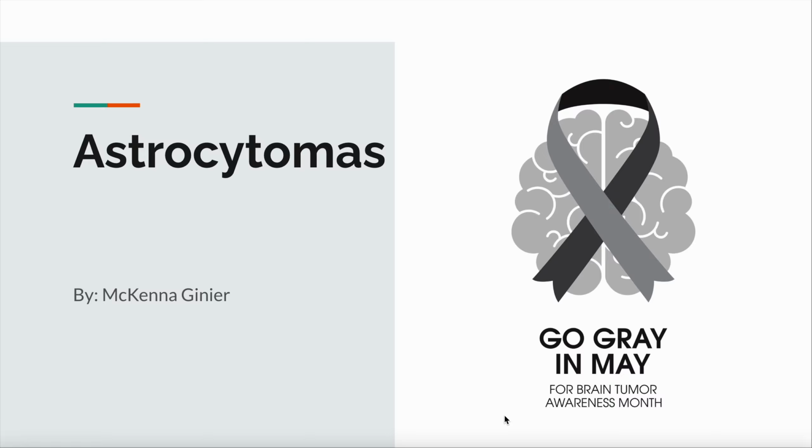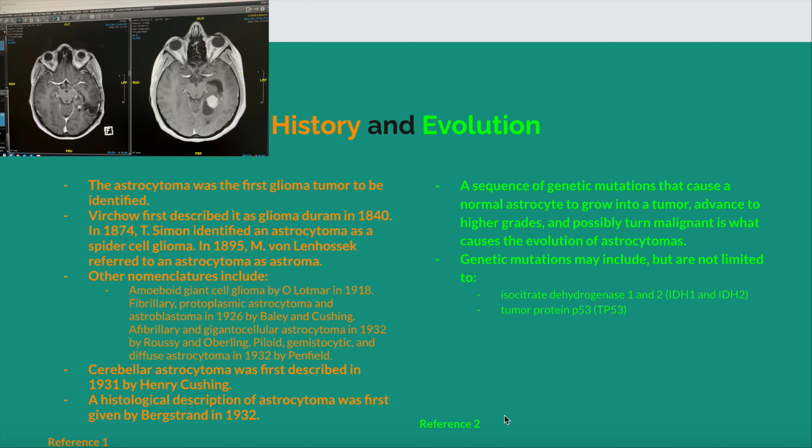My name is McKenna Janier, and today I will be discussing astrocytomas. As you can see in the picture, National Brain Tumor Awareness Month is in May and is characterized by a gray ribbon, so don't forget and try to raise awareness. In this next slide, we'll be discussing the history and evolution of astrocytomas.